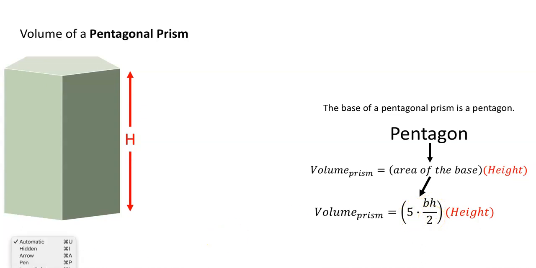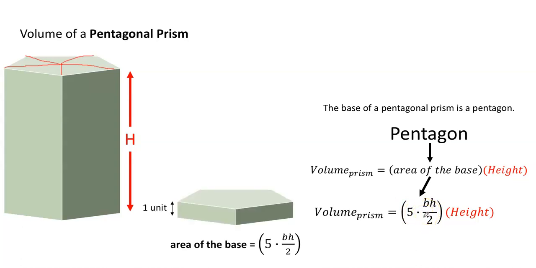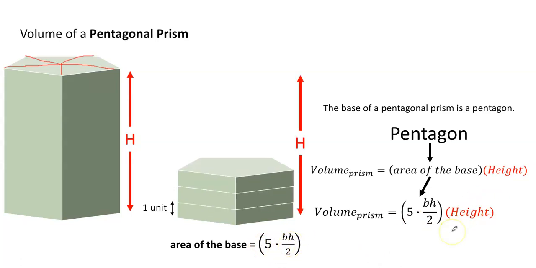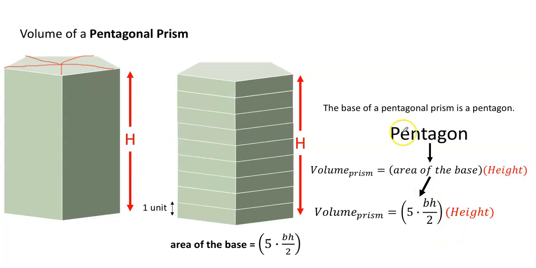Because really, you could just take this pentagon and divide it up into 5 triangles. I'm trying to draw a line to each corner so that you see the 1, 2, 3, 4, 5 triangles. And see, there's the formula for a triangle, and you multiply it by 5. That's an easy way to find the area of a pentagon. So then you find the area of the pentagon using this formula, and then, guess what? You multiply it by the height. Remember, the height is the distance between the two bases.